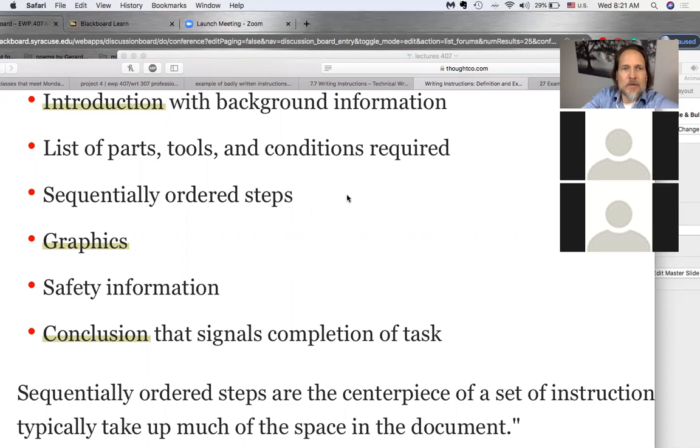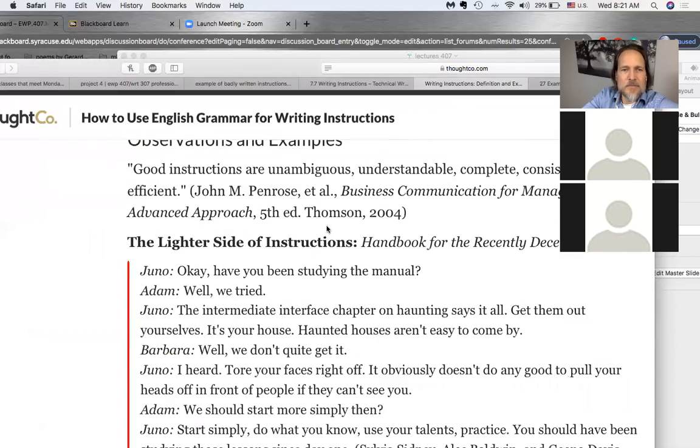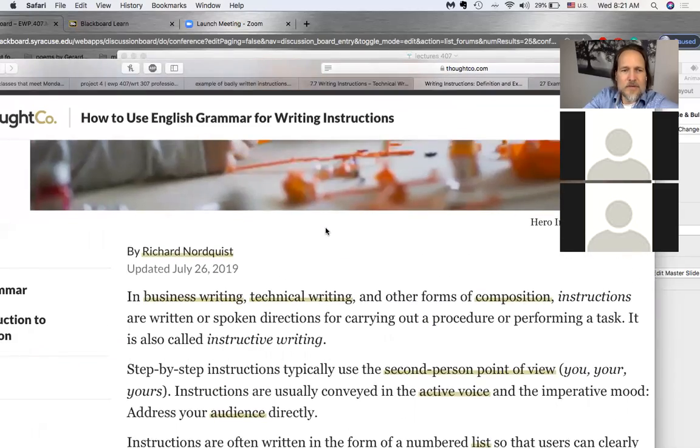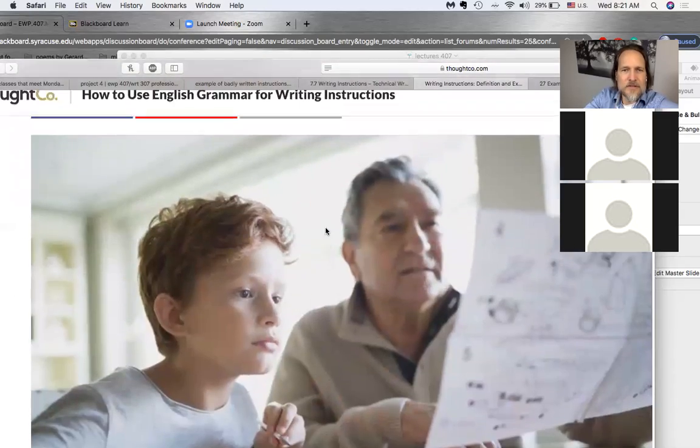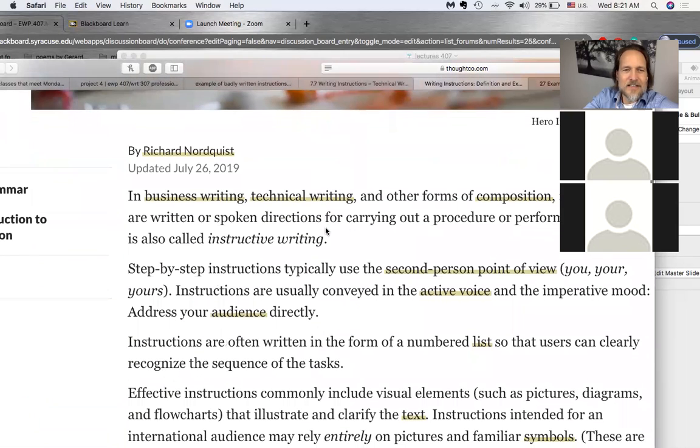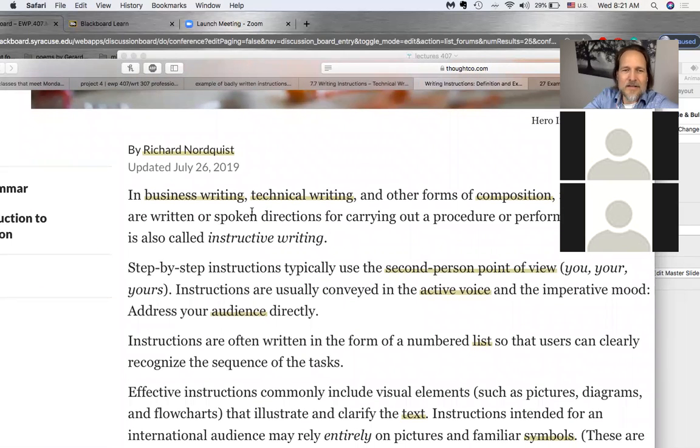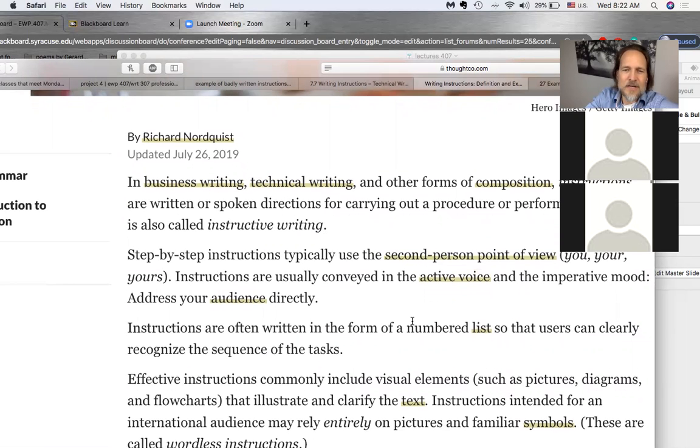So, all right. I do recommend it, this wasn't a bad read. If you want it at some point, you can just Google it: how to use English grammar for writing instructions. It's kind of funny. What I like is that there are some links from it. So there are some really good links. I would say it's kind of brief.